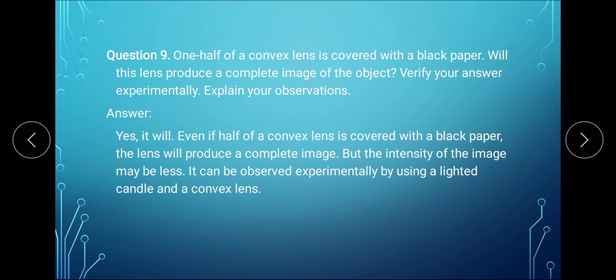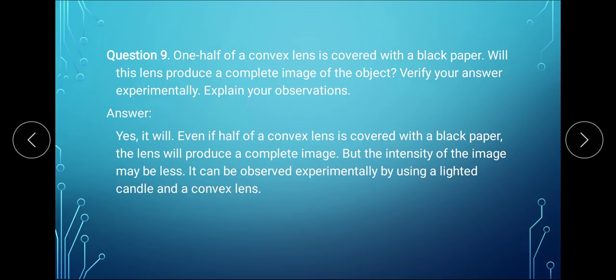In question number 9, one half of a convex lens is covered with a black paper. Will this lens produce a complete image of the object? Verify your answer experimentally. Explain your observation. Students, if you cover half of the lens with black paper, it will still form the complete image.